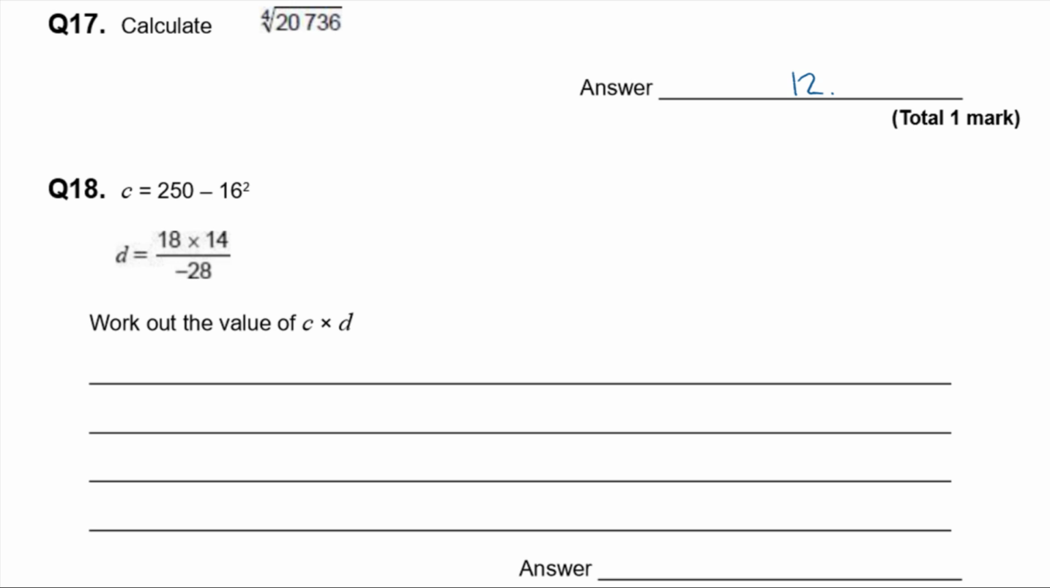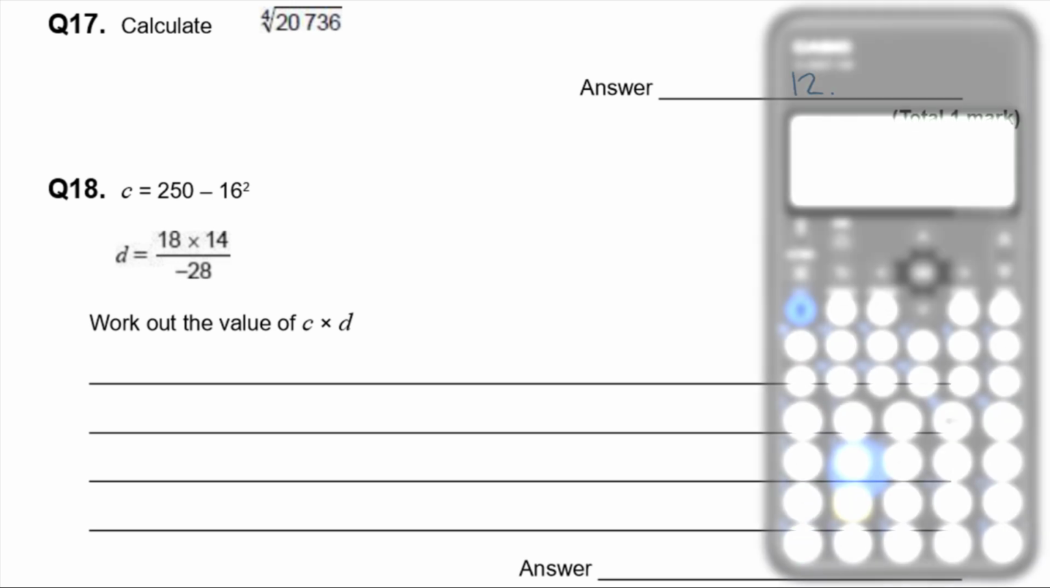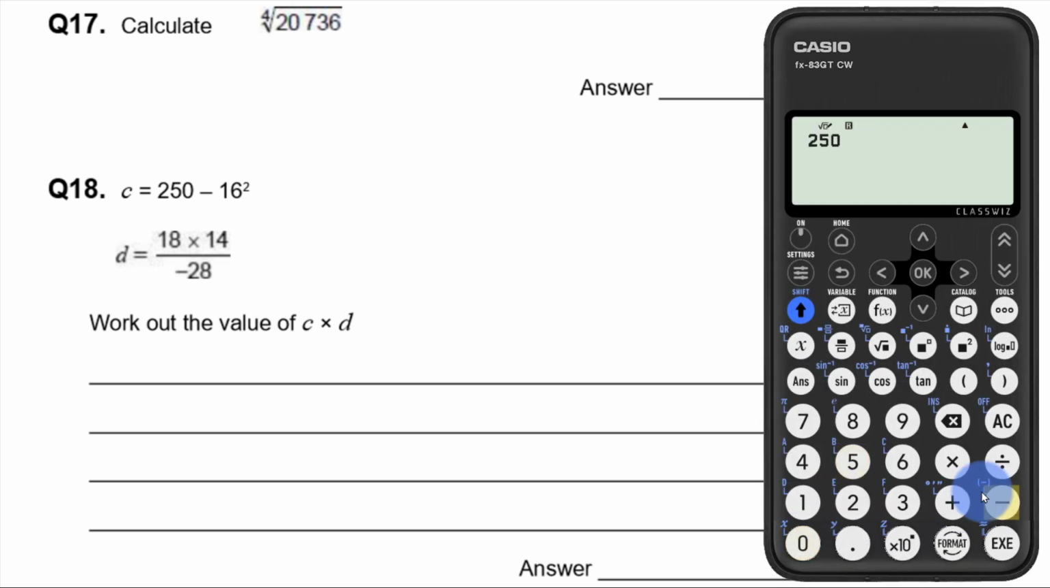I think I'm just going to work them out, write them down, because I think with these you might get method marks for doing some of it. So 250 minus 16 squared, and just using the square key, that comes out to be -6, and then 18 times 14 divided by minus 28, that comes out to be -9.